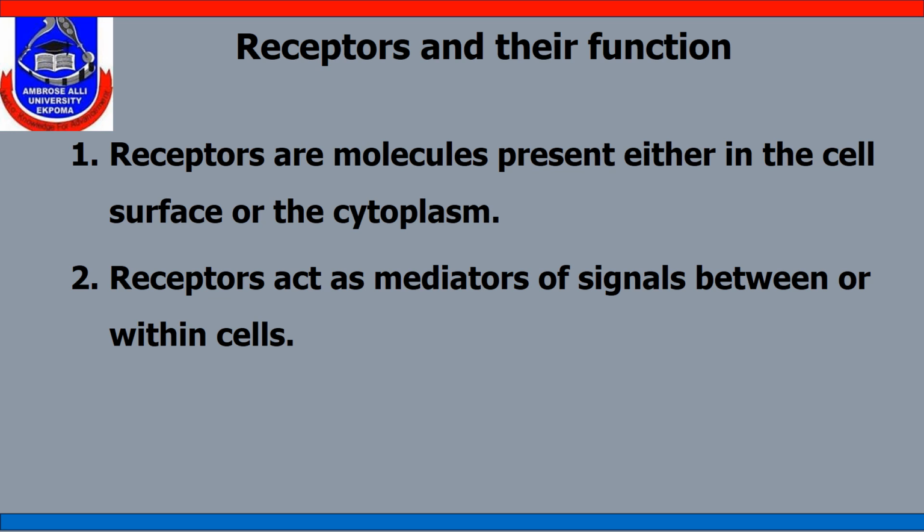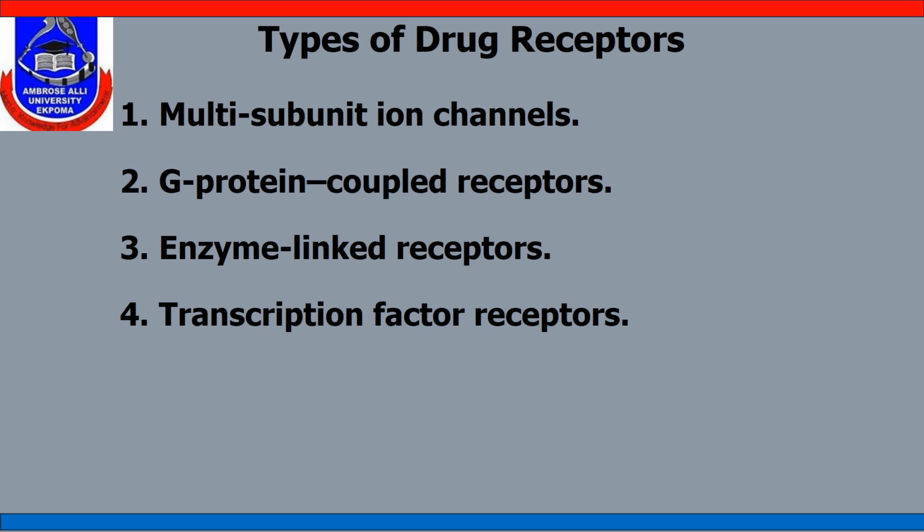What are receptors and their functions? Receptors are molecules present either on the surface of cell or in the cytoplasm. They act as mediators of signals between or within cells. There are various types of receptors.